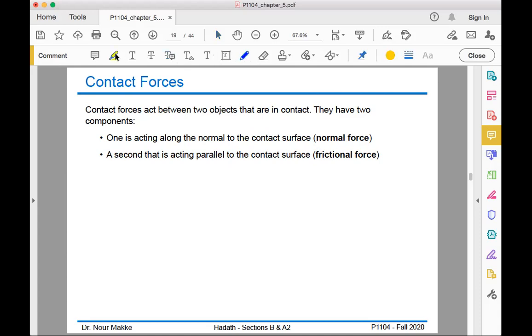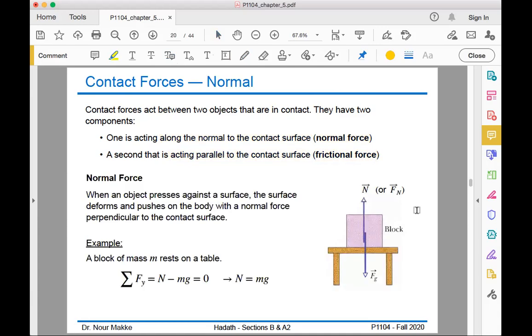You have to remember that the normal force is the force acting along the normal to the contact surface, and the frictional force is the one acting parallel to the contact surface. Okay, so this is an example. Just imagine that you have an object that is pressing against a surface, like you have a table and you have a block on top of it. So the block is pressing against the surface.